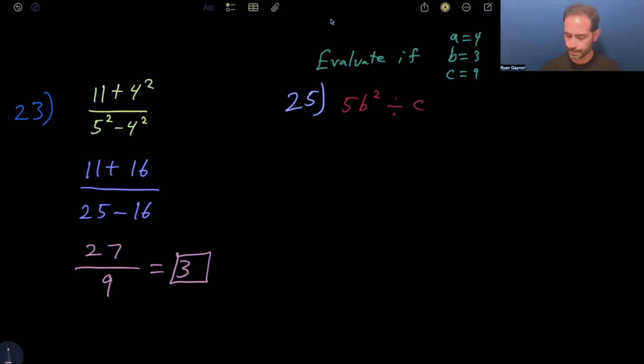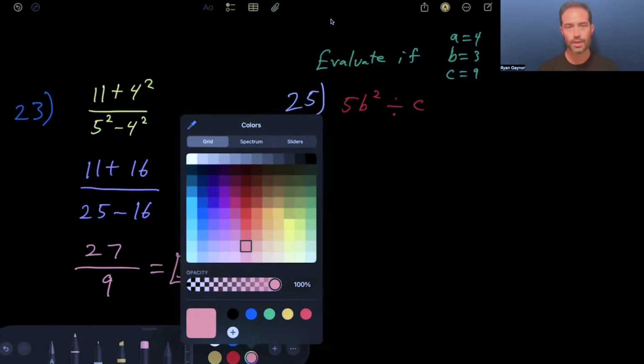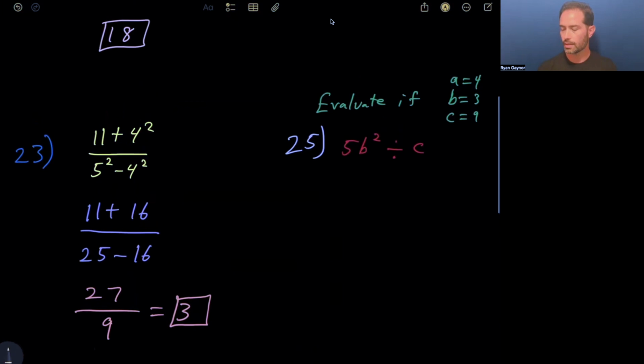Okay, moving on. So, more order of operations. Here we go. So now we're doing order of operations with evaluating something where you have to plug things in, right? So substitute in. Okay, so they're saying evaluate if A equals 4, B equals 3, and C equals 9. Okay, so in this question, number 25, we just have a B squared and a C. So that's all I need, right? The B is 3 and the C is 9.